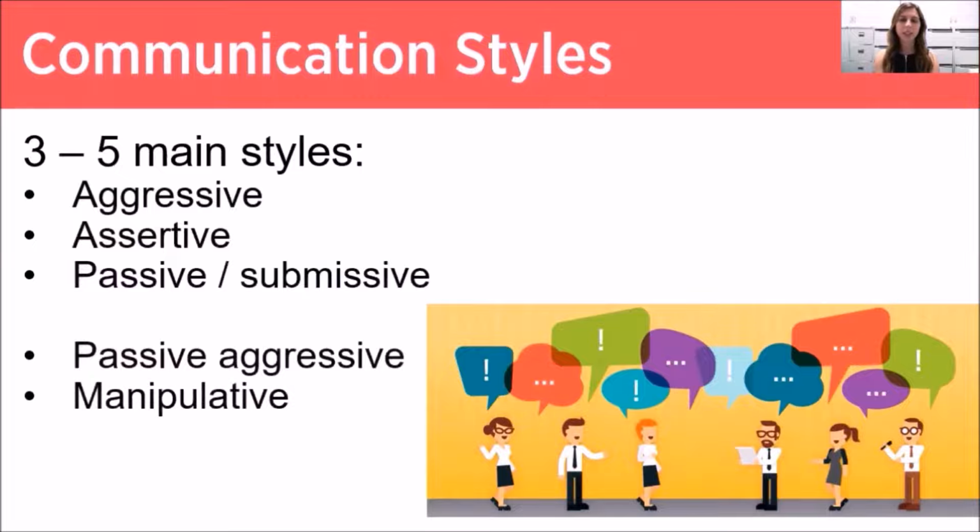Those are aggressive, assertive, and passive or submissive. And the other 2 are a bit more negative. They are linked with passive-aggressive behaviours and manipulation.